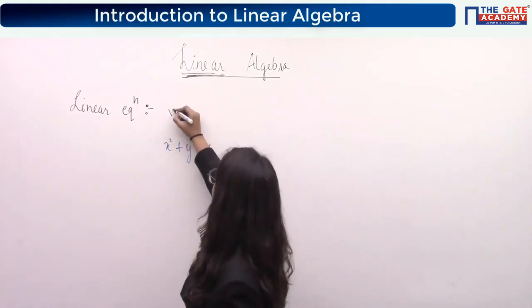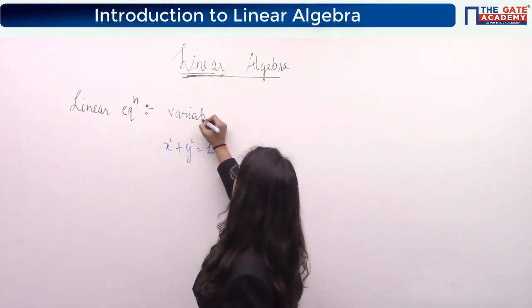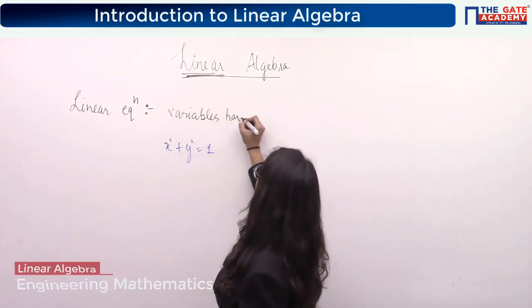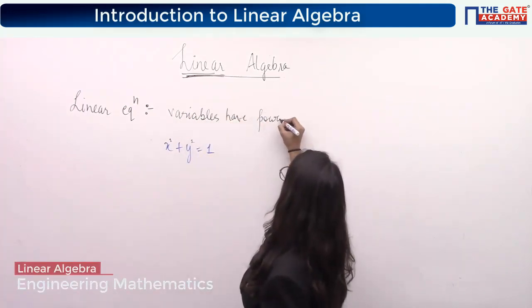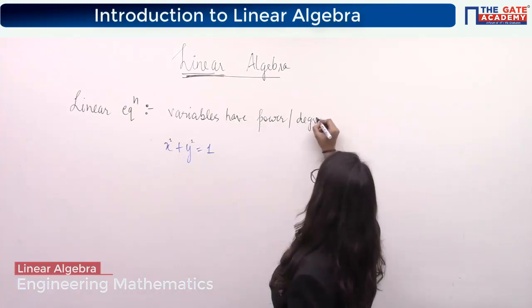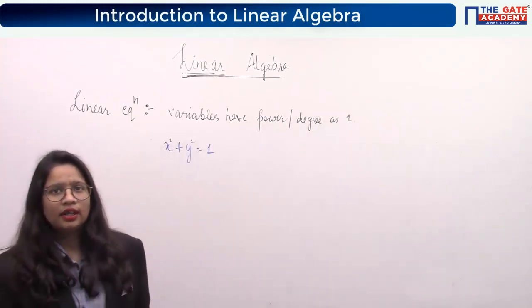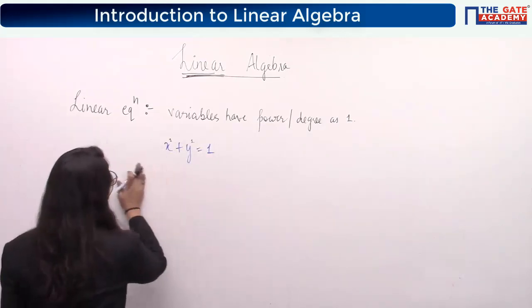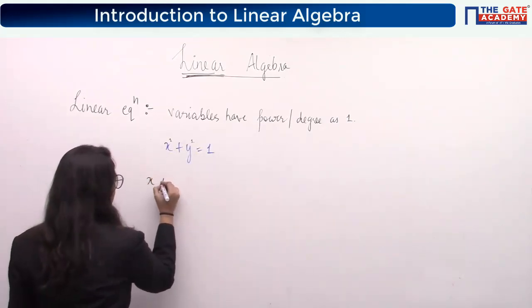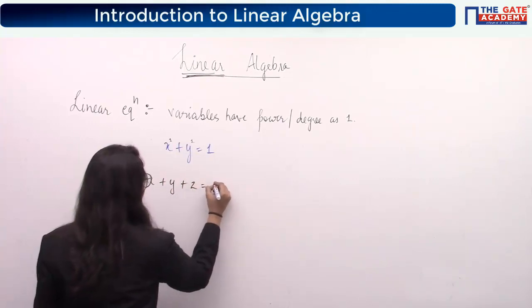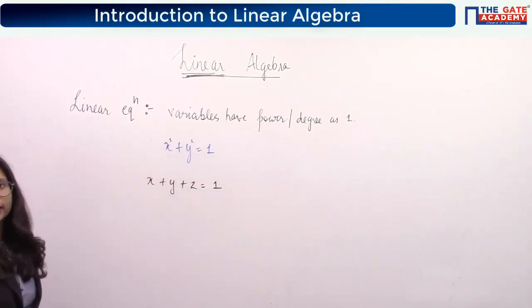A linear equation is an equation where variables have power or degree as 1. This is known as a linear equation. Like this, x plus y equal to 1 is a linear equation. x plus y plus z is again a linear equation.